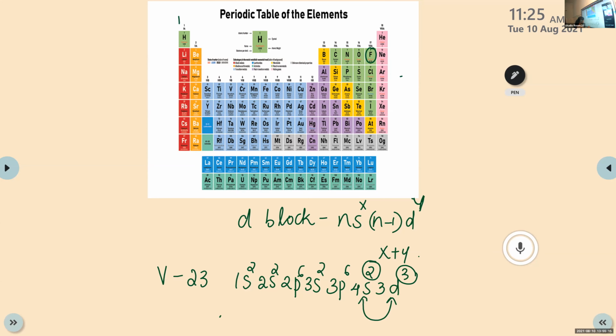So here the group number is equal to 2 plus 3, that is equal to 5. And just look at the position of vanadium in the periodic table. It belongs to group 5, right? 1, 2, 3, 4, 5. Here is the position of vanadium. Is this clear, children? Yes.